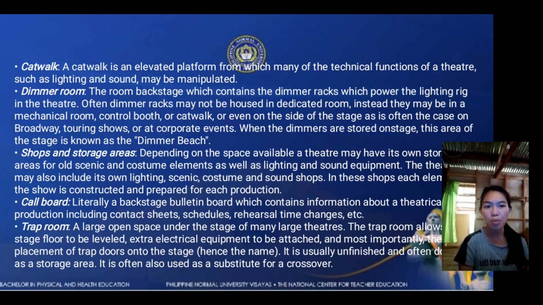A large open space under the stage of many large theaters. The trap room allows the stage floor to be leveled, extra electrical equipment to be attached, and most importantly, the placement of trap doors onto the stage. It is usually unfinished and often doubles as a storage area. It is often also used as a substitute for a crossover. So it is for bigger theater rooms.